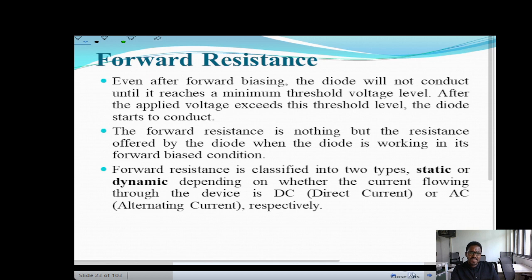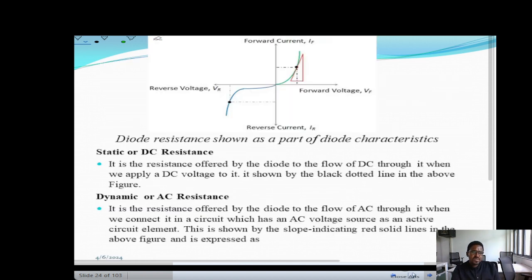The forward resistance is nothing but the resistance offered by the diode when it is working in its forward biased condition. Forward resistance is classified into two types, static or dynamic, depending on whether the current flowing through the device is DC, direct current, or AC, alternating current, respectively. As shown in the graph, diode resistance is shown as part of the diode characteristics. Let's see the types of forward resistance.